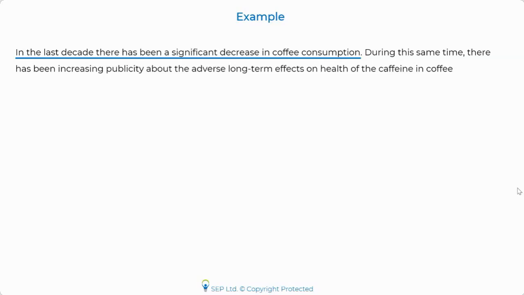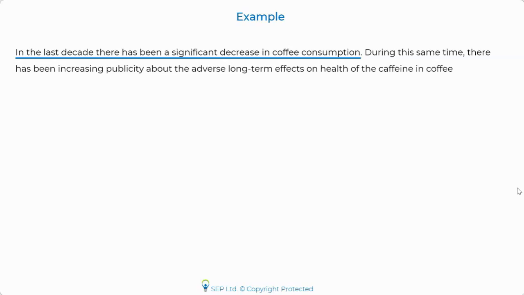During the same time, there has been increasing publicity. Okay, so in the last 10 years, along with the decrease in coffee consumption, there has been more and more publicity or awareness about the adverse long-term effects. Adverse means negative long-term effects on health of the caffeine in coffee. So a lot of things are packed into this sentence. It's a simple sentence, guys, but the same thing you can do for a difficult sentence. So this sentence is telling us there is caffeine in coffee. Caffeine is unhealthy, and there has been a lot of awareness recently about how unhealthy caffeine in coffee is.